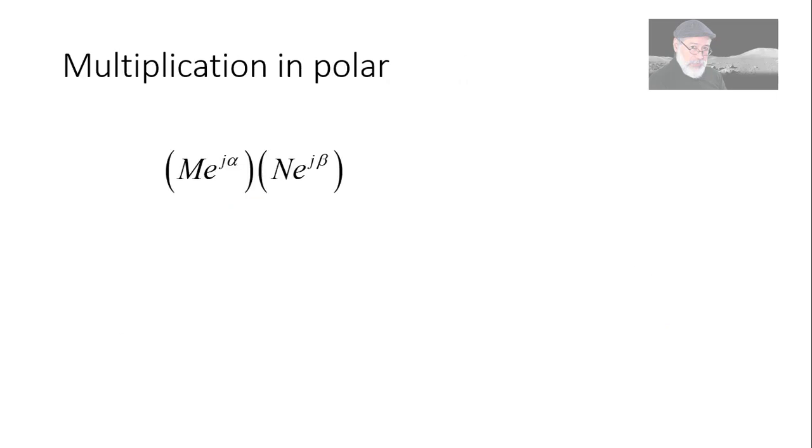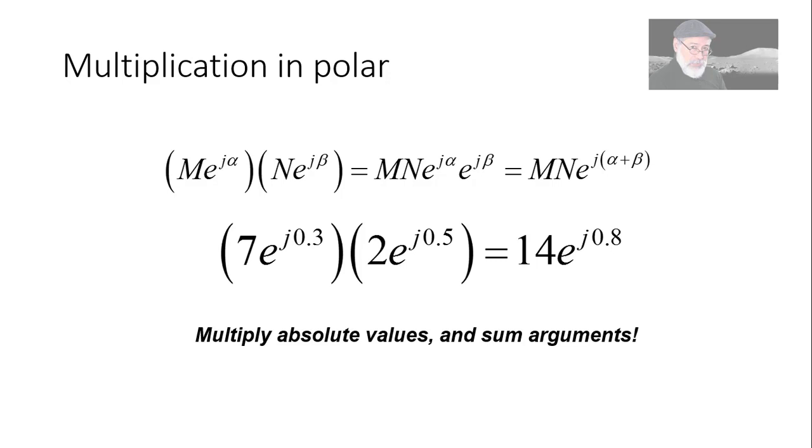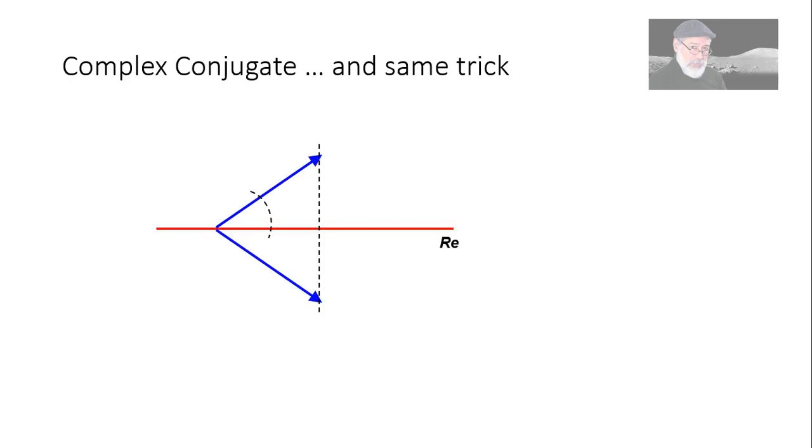Multiplication in polar. We have those two numbers in polar form, represented in exponential format. We use the commutative property of multiplication. Those are four numbers, and we say the result is this one. We multiply the absolute values and we add the arguments. That's how we multiply in polar form. Again, let's do the same trick with complex conjugate numbers, but in polar form.